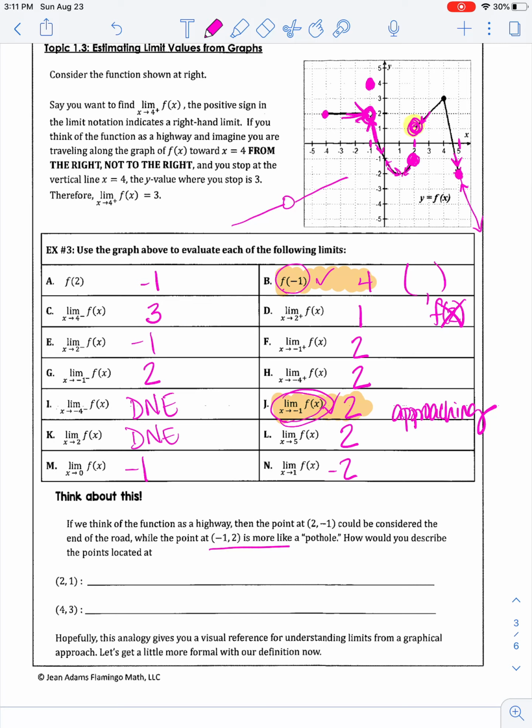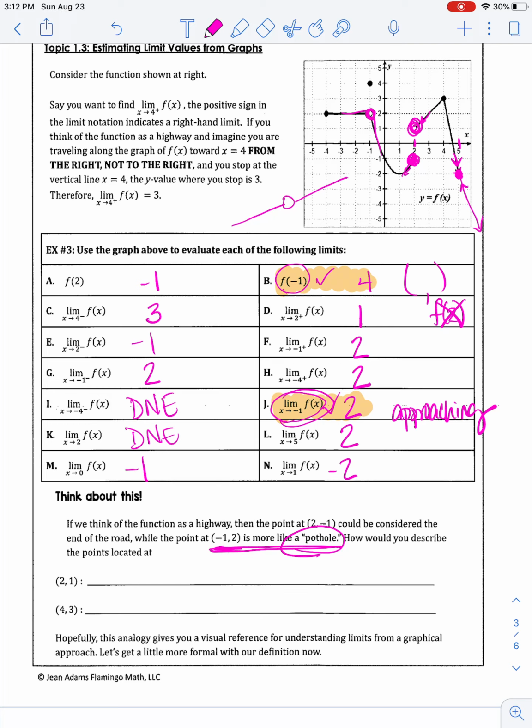Then yeah, this -1, 2 is this guy right here. -1, 2 is a pothole because it's continuous on both sides, and it just has a hole in it, like a pothole in the road.